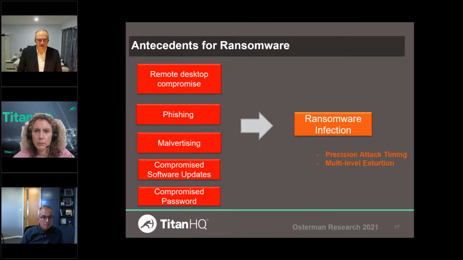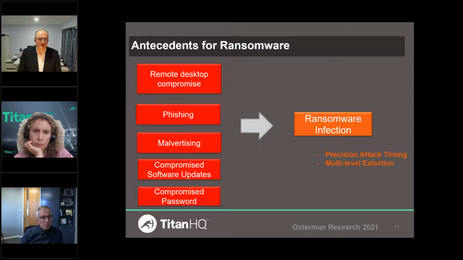The survey also talked about and focused on ransomware as a threat. I don't have a pretty diagram for the antecedents for ransomware, but issues like remote desktop compromise, phishing messages, as we've talked about already, malvertising, the compromise of advertising capabilities and networks to slip in malicious ads that then link to malicious sites or give a drive-by download.